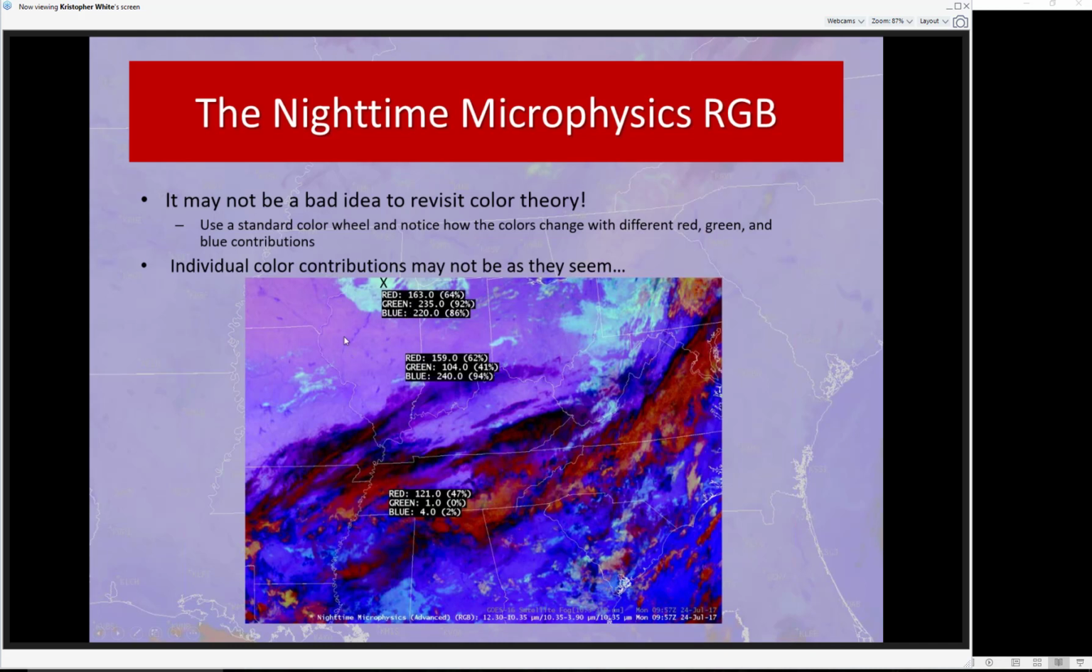So I wanted to say that individual color contributions may not always be as they seem, and it's important when you're viewing the RGBs initially to turn your sampling on and pay very close attention to how these color contributions are changing, because it does have importance with the actual physical characteristics of the clouds you're observing, or maybe the clear sky conditions you're observing.